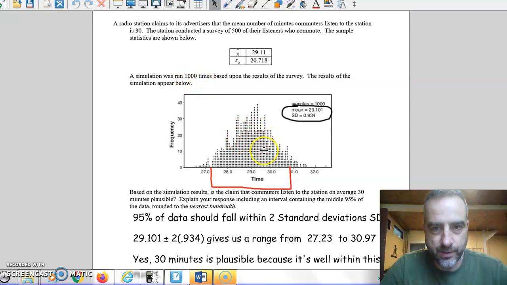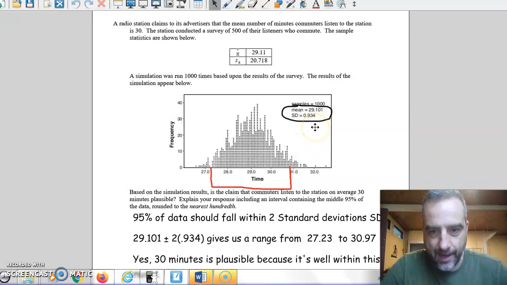So this is just a computer simulation based on the data from their survey, so that it averaged out to 29 minutes. And then you have your standard deviation here. You're going to deviate from that mean on average quite a bit, but how much? So our standard deviation is 0.9, so almost 1. So if you go 2 up, that's 31. If you go 2 down, that's 27.